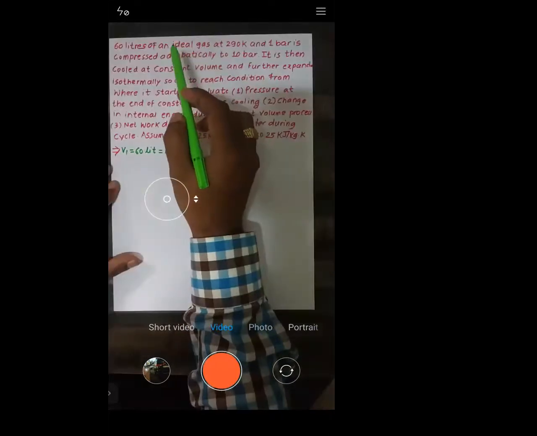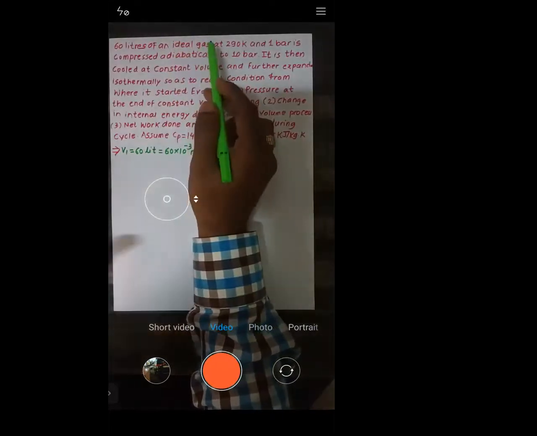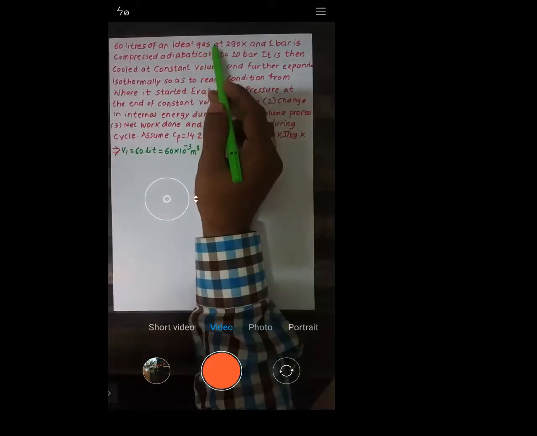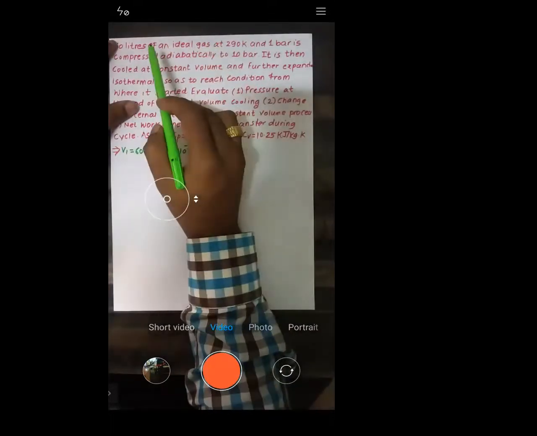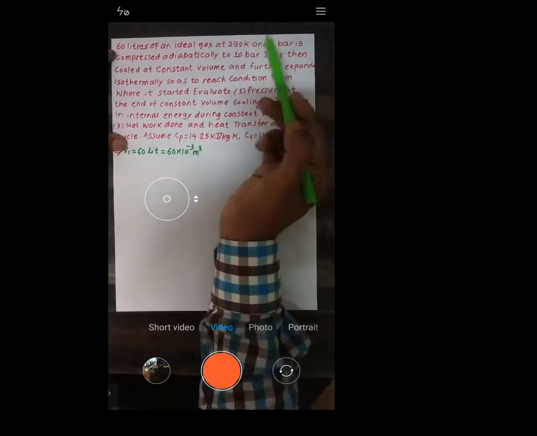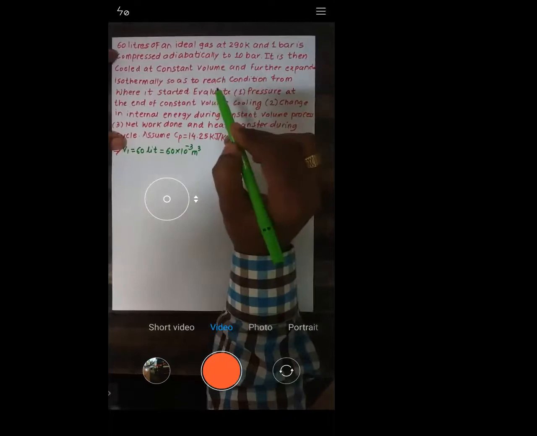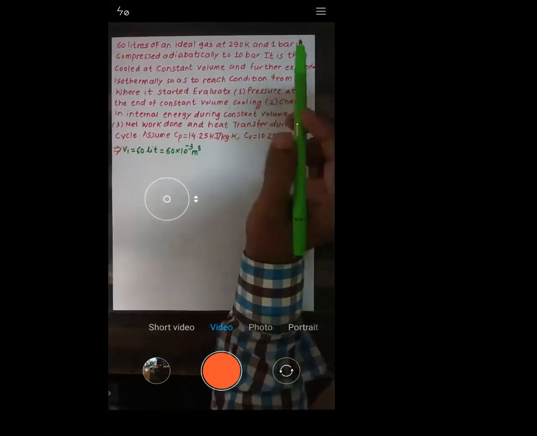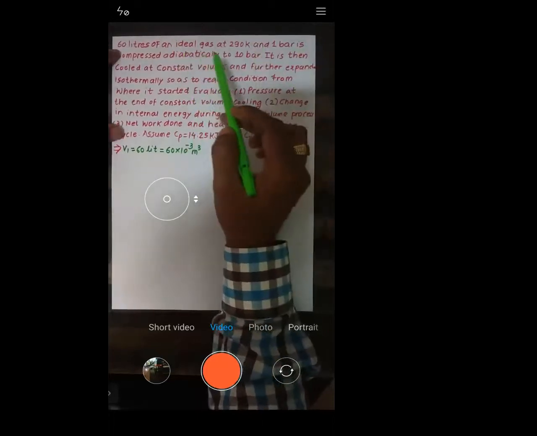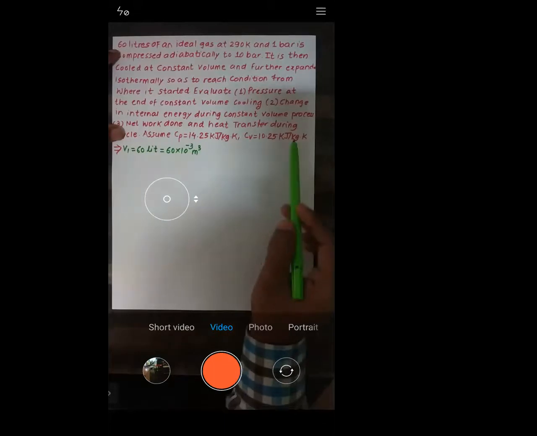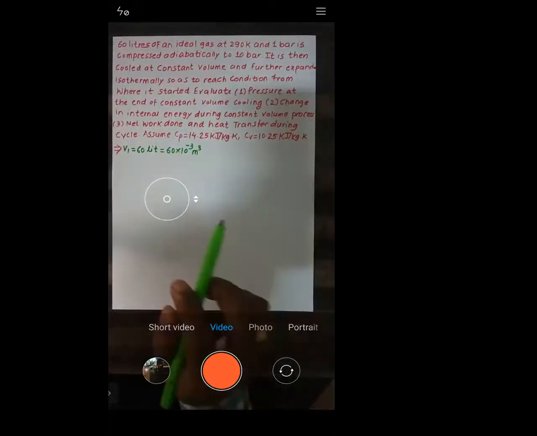They have mentioned it as an ideal gas, so basically you should know the values of Cp and Cv of the ideal gas. If they mention 60 liters of air, we know the values: Cp is 1.005, Cv is 0.718, R is 0.287. But they have mentioned an ideal gas, and for it they have already given the values of Cp and Cv, so it doesn't matter.